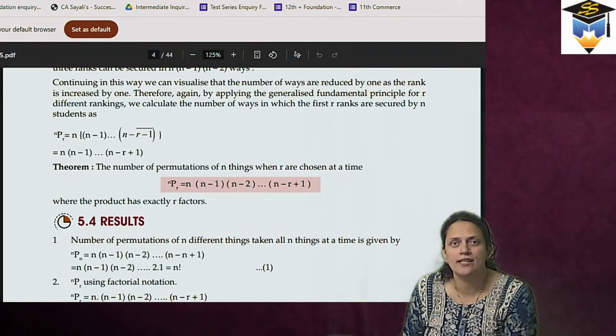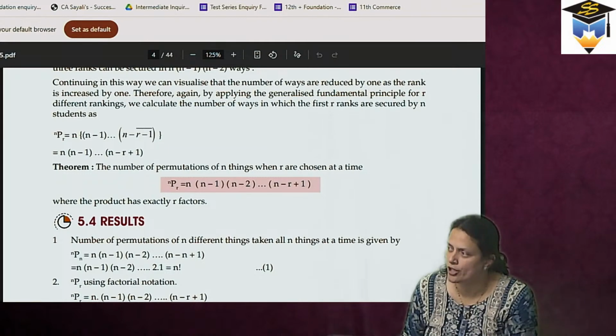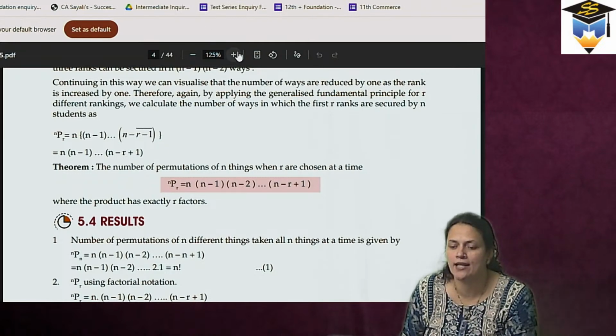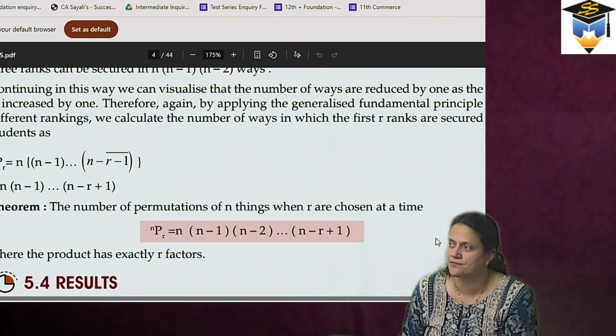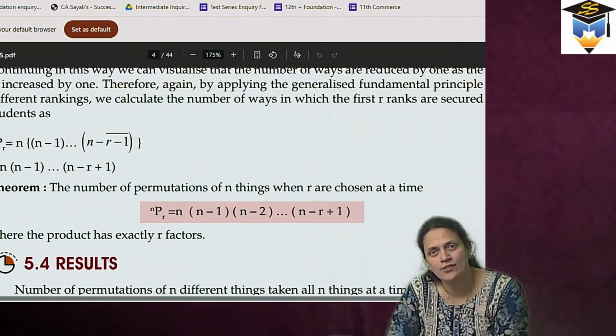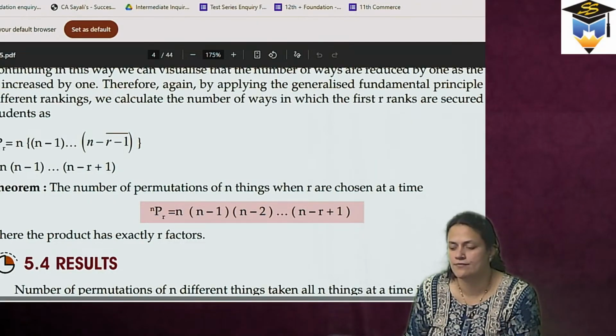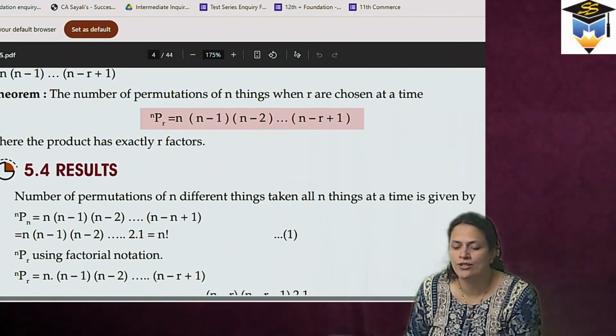So nPr is given by the formula n, n minus 1, n minus 2, dot dot dot, up to n minus r plus 1. This is an important theorem. The number of permutations of n things when r things are chosen at a time is given as this. ठीक है? Now let us go to the results.